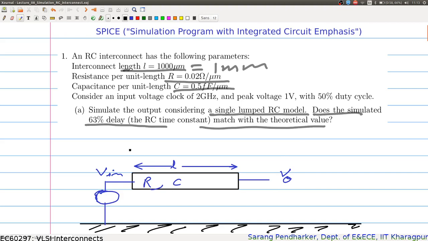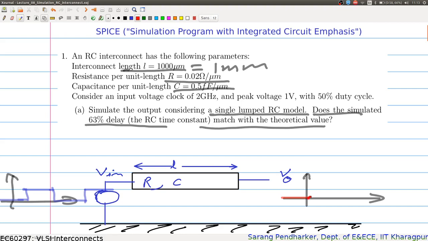To simulate this, what we essentially want is that at the input we are giving a signal like this, right? So it can go on till infinity if we are just interested in delay, but we can also create a clock like this, and then at the output what we are interested in is the output waveform.